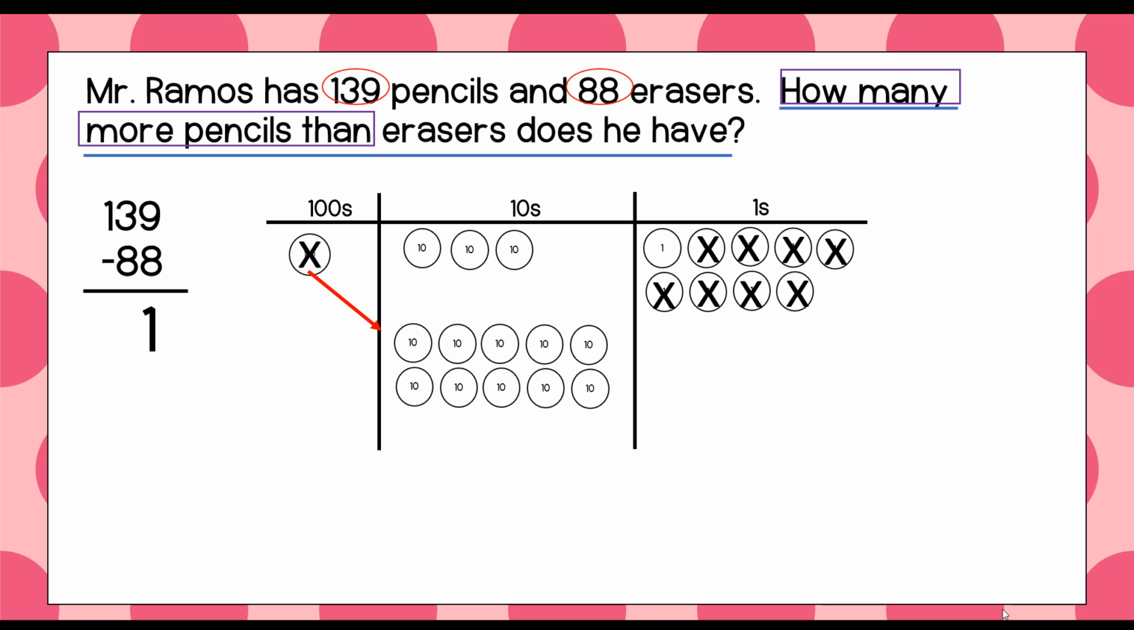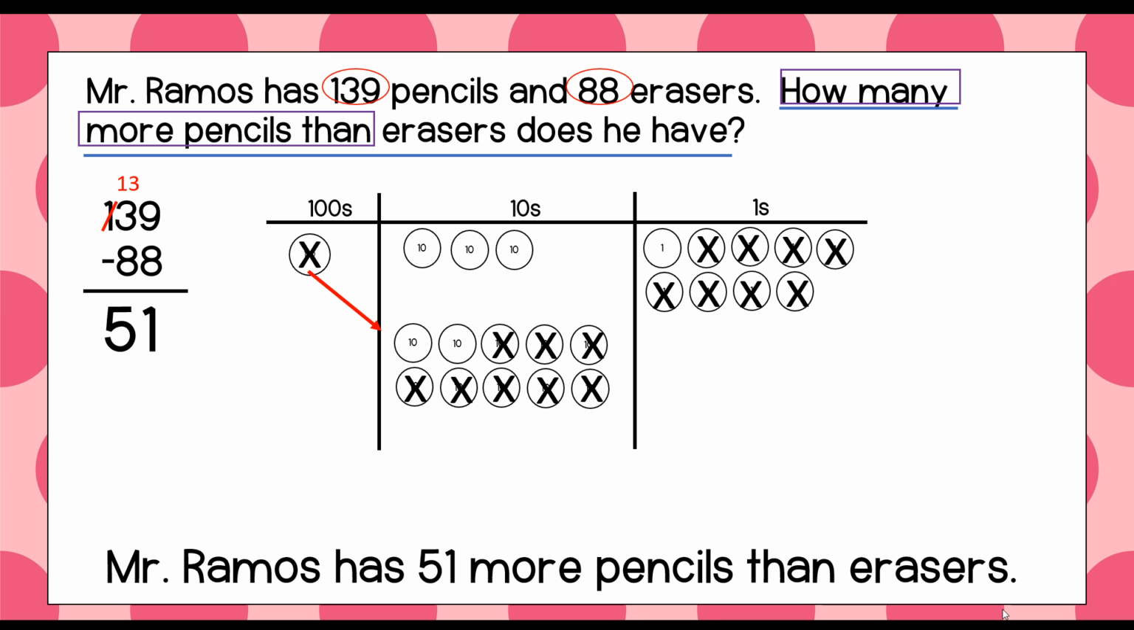Now can I take away 8 10s? I sure can. How many 10s are left? There are 5 10s left. Do I have any hundreds left? I don't, because I used it when I renamed it as 10 10s. So we got 51 again, just like we did with the arrow notation. So Mr. Ramos has 51 more pencils than erasers.